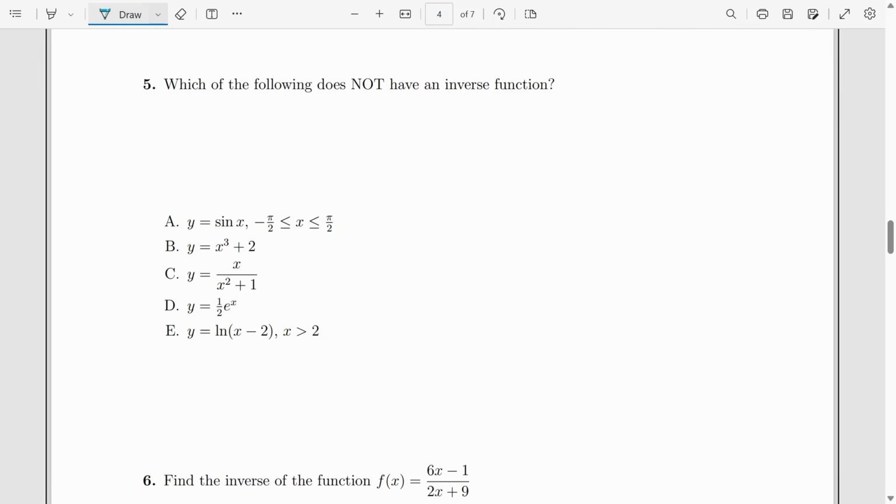Question 5, and this is a different kind of inverses problem. Which of the following does not have an inverse function? Usually you're given a function and asked to find its inverse, but in this case you've got 5 of them, and it's like Russian roulette. One of them will not have an inverse. You can't do it.